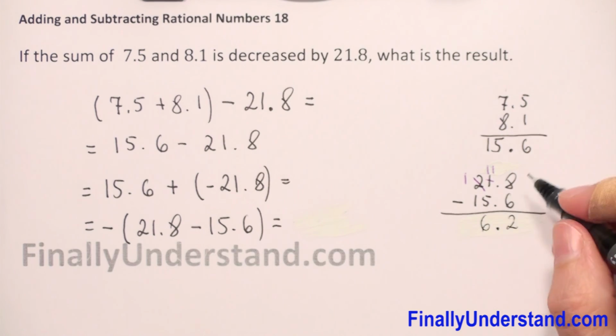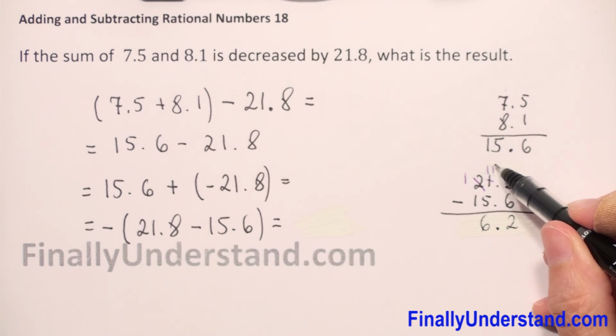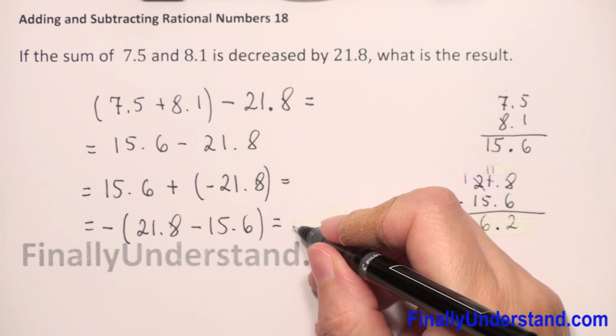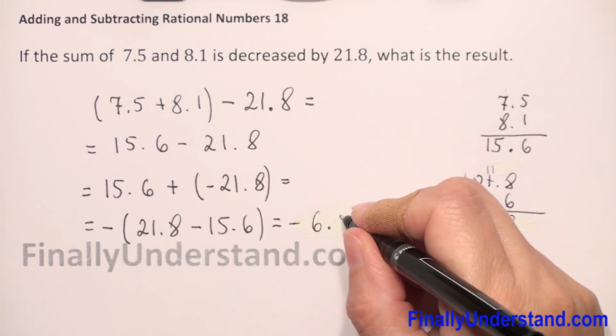So we see we get the same. You can subtract 21 minus 15, or you can do it step by step. 1 minus 1 is 0, you don't have to write it. So the result will be negative 6.2.